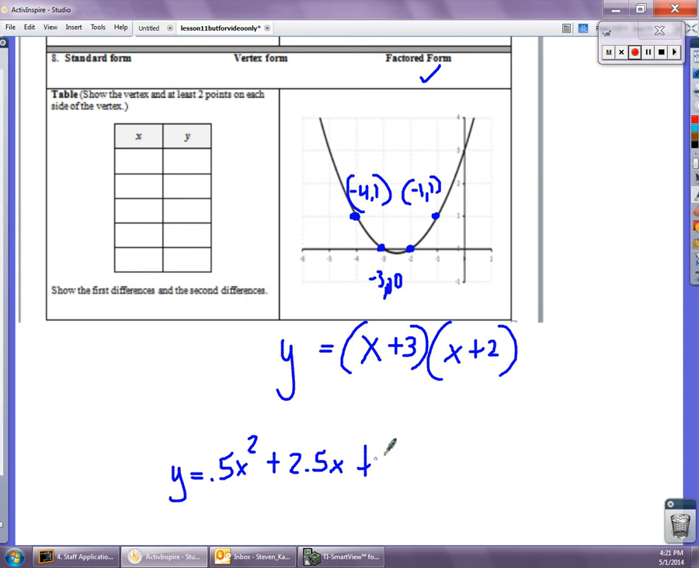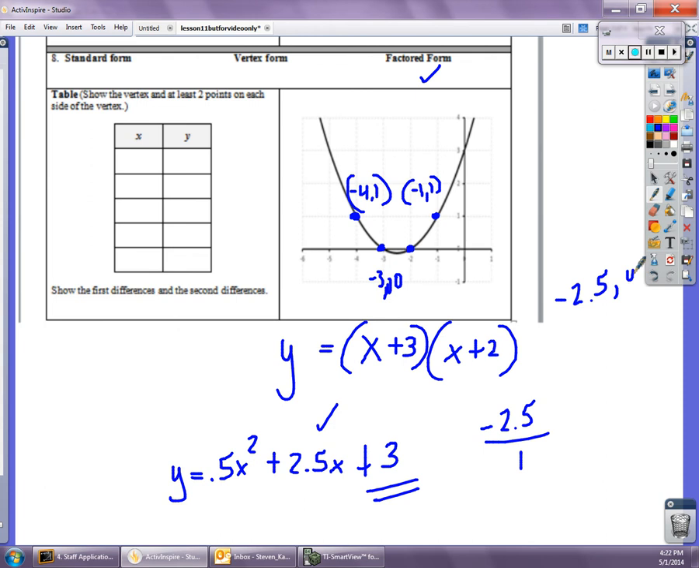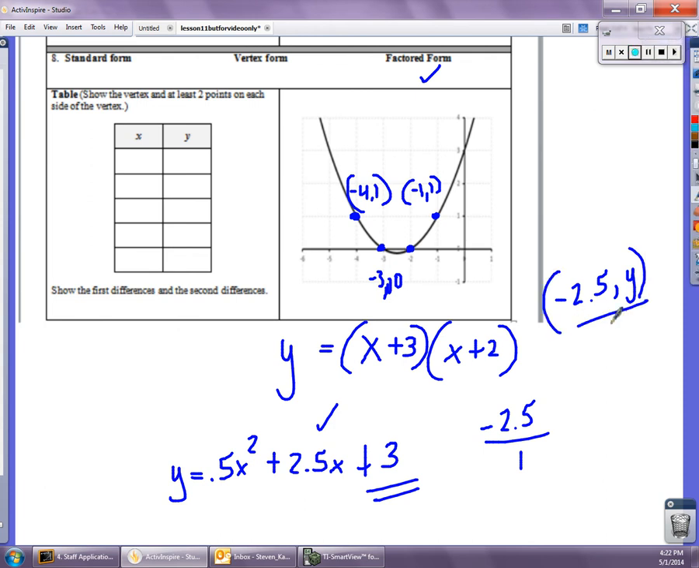So at the very least, we can see that our y-intercept is 3. We can use this equation to find our vertex. If you use this to find your vertex, it would be negative b, so negative 2.5, over 2 times a, which is 2 times 1/2, which is 1. So our x-coordinate is negative 2.5. I'd plug it back in to find our y-coordinate. And once you find this, you can write this in vertex form, since you're going to have your vertex and you're going to know your dilation. In this case, it's 0.5. Now, you might not be able to factor this, and if you can't factor this, then you're not going to be able to put this in factored form.